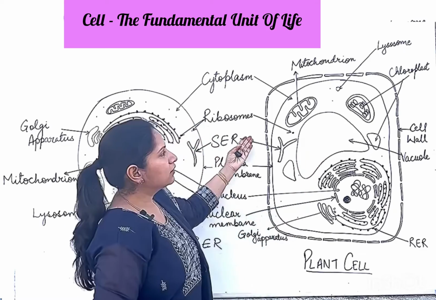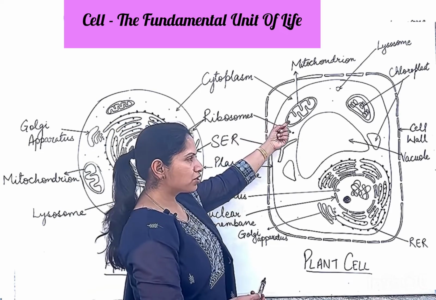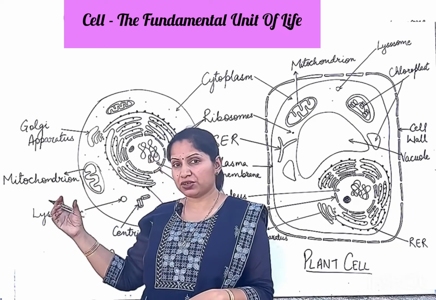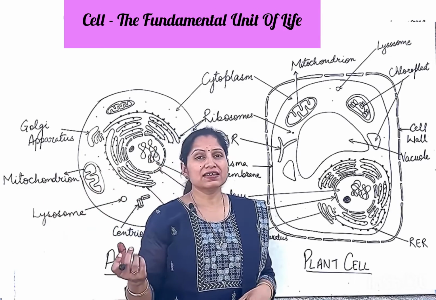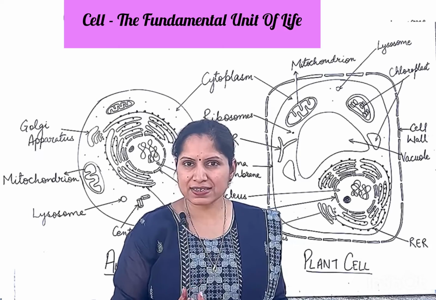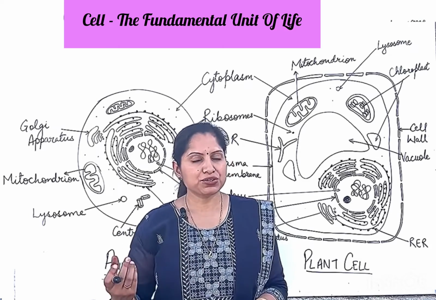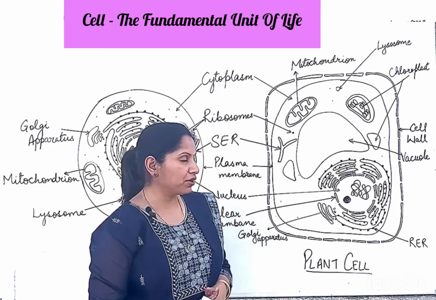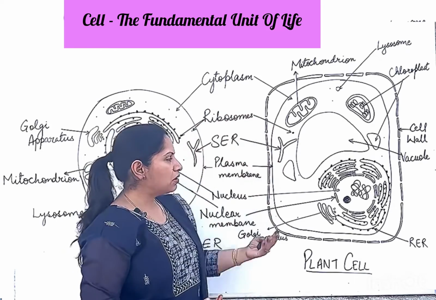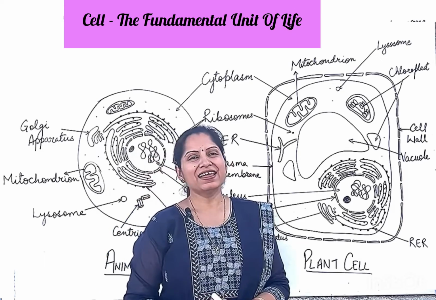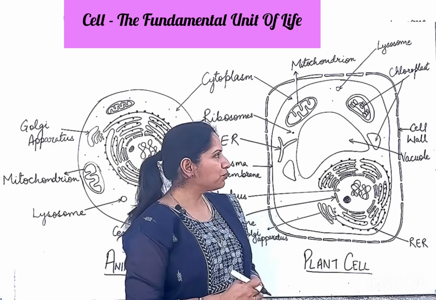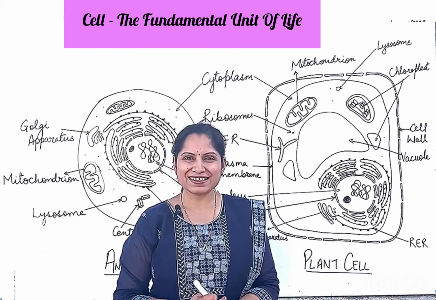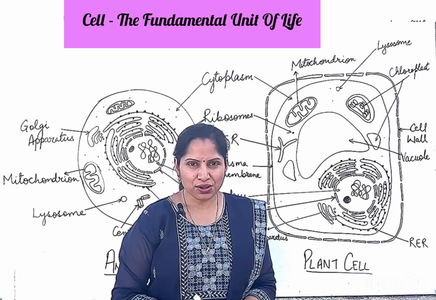Plant cells also have mitochondria, but the number of mitochondria in a plant cell is less compared to an animal cell, because the energy needs of a plant cell are less compared to an animal cell. So that is all about the structure of plant cell and animal cell. I hope you are able to understand the structure and able to draw the diagram of plant cell and animal cell. That's all for this video.